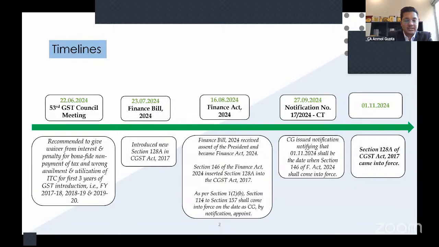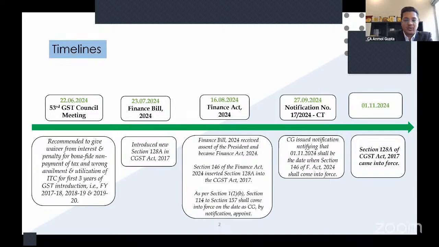Lok Sabha elections that took place. To give effect to these recommendations, the Finance Bill number two, please note down, Finance Bill number two, not number one. Number one was laid down in Lok Sabha before the election took place, and after the election took place and the government was formed, the final bill was laid down on 23rd July 2024, wherein Section 128A was introduced, and then the President received assent.